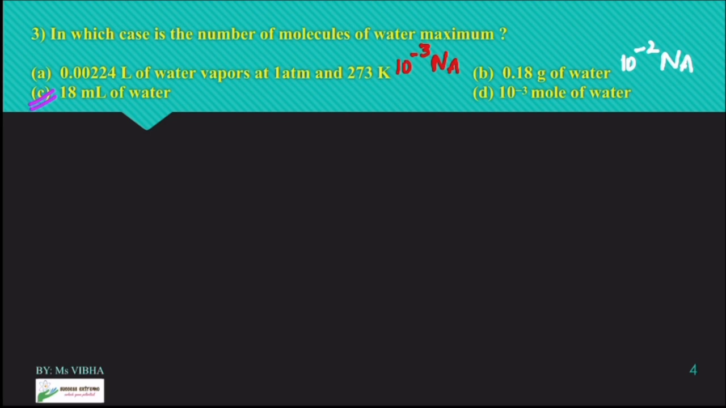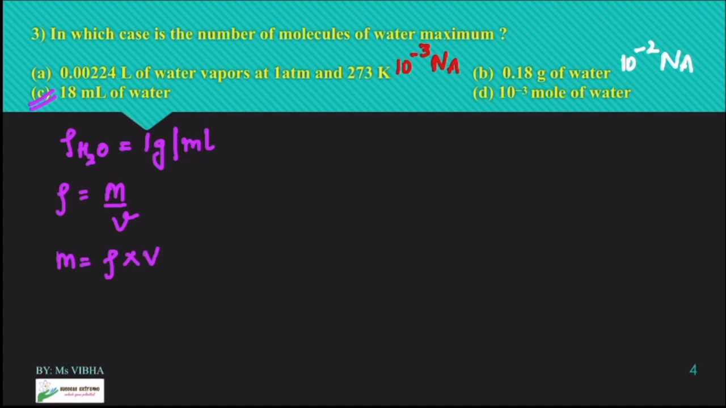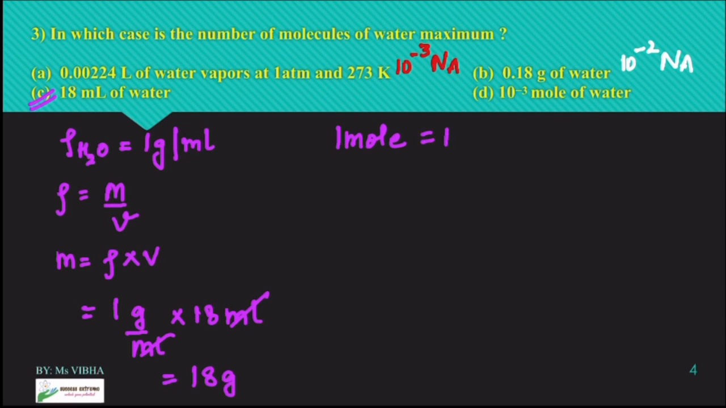We know that the density of water is 1 gram per ml. We'll calculate this ml into grams. So density is equal to mass upon volume, and mass is equal to density into volume, which is equal to 1 gram per ml into 18 ml, which comes out to be 18 grams. So 1 mole is equal to the molecular weight. So automatically the mass of water is 18 grams only.